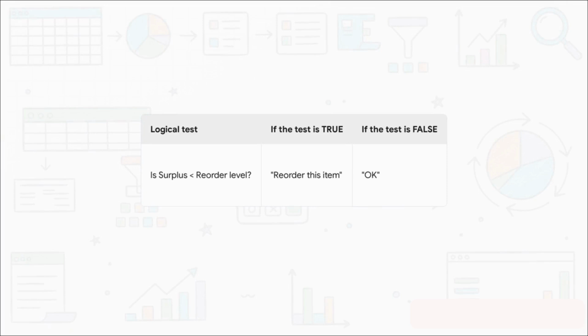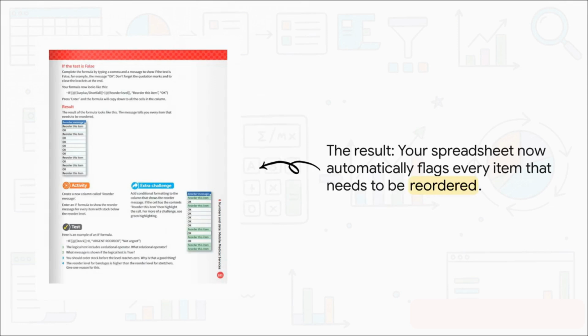It sounds complicated, but the IF formula is really just 3 simple parts. First, you ask it a question that has a true or false answer. For us, the question is, is our current stock level lower than our minimum reorder level? Second, you tell it what to do if the answer is true. And third, you tell it what to do if the answer is false. That's it. And here's the result.